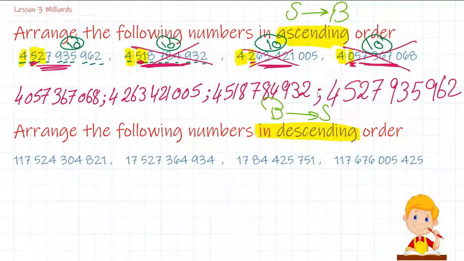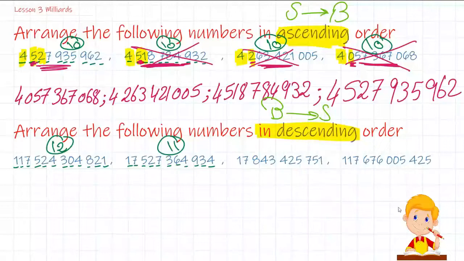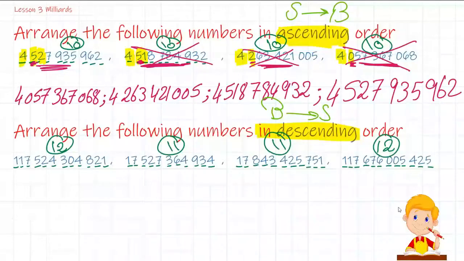This time we'll arrange it in descending order, and as we all know, descending order from big to small. Okay, let's see here. First of all, let's count the digits in each number. We have 12 digits here and 12 digits here. Okay, let's compare between these two numbers to get the biggest one. Let's compare from the left here.